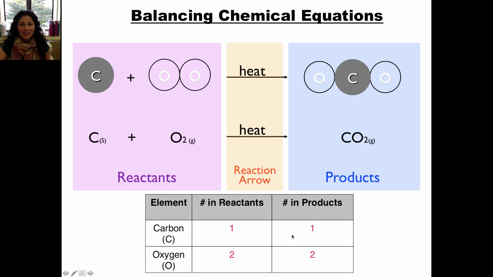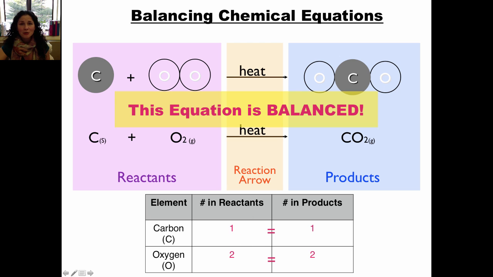Now you want to compare reactants to products and make sure that you have the same number of each type of atom on the reactants and the product side. Because there are the same number of all atoms on the reactants and the product side, this equation is balanced. So you don't have to do anything.